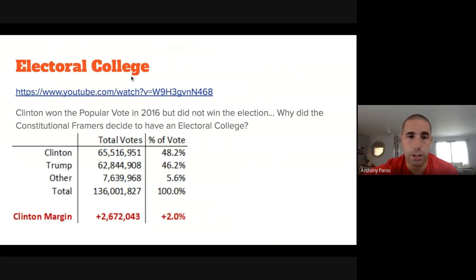All right. So, the Electoral College. Now, this is something that's going to be a little bit complicated, but I need to just start off by saying this. There's no notes to copy down, so your note taking is done for the rest of the day.